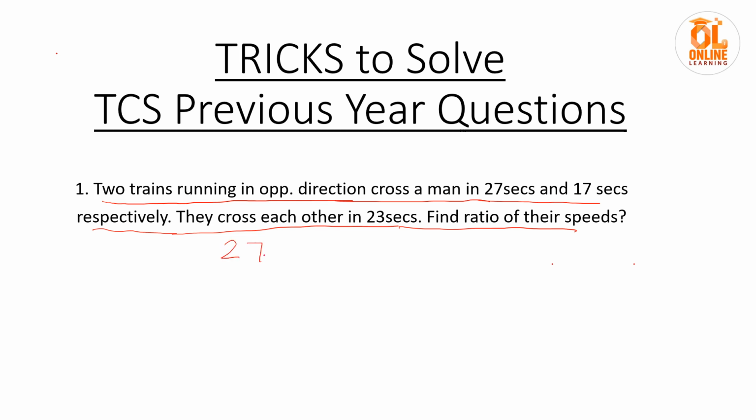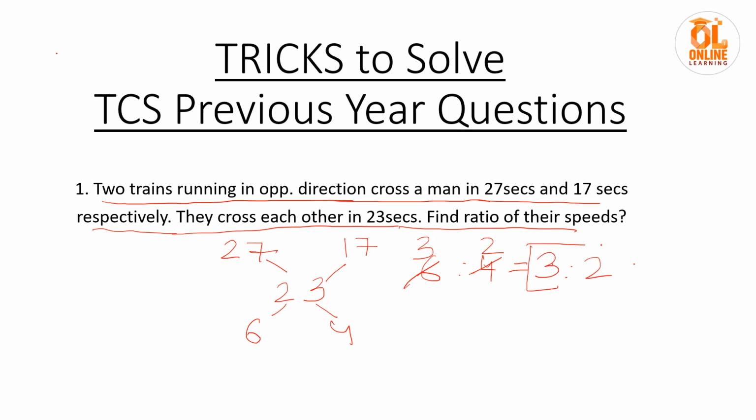First, write 27 here and write 17 here. Then it is given they cross each other in 23 seconds. Write it in the middle. Then subtract them. 27 minus 23 is 4. 17 minus 23 is minus 6. Neglect the negative sign. So it will be 6 is to 4, which can be written as 3 is to 2. So your answer will be 3 is to 2. So it just took 5 to 10 seconds to solve this question.